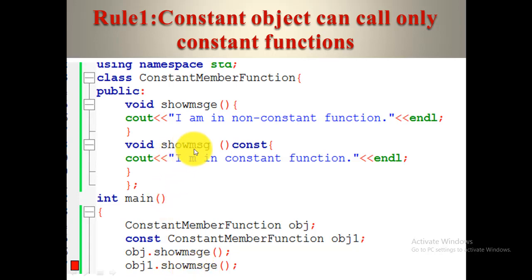So this is the constant function. There would be an error if, instead of calling the constant function, we call the simple function. So an error will generate. The compiler knows that a constant object can call only the constant function. So what would be the error?